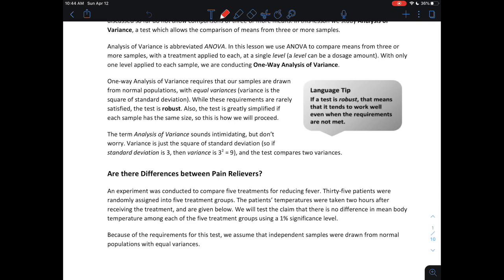The term analysis of variance sounds intimidating, but don't worry. Variance is just the square of standard deviation. So if our standard deviation is 3, then the variance is 3 squared, which means you just multiply 3 times itself and you get 9. And the test compares two variances.